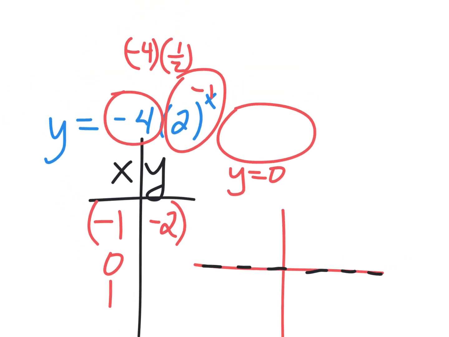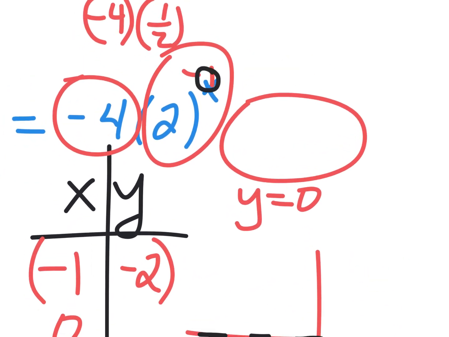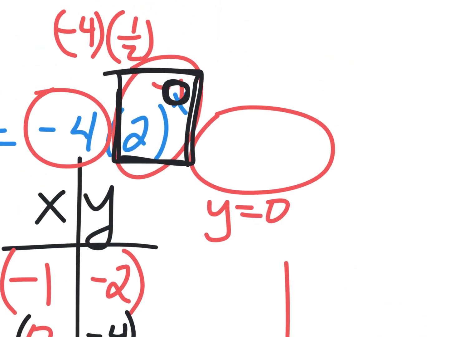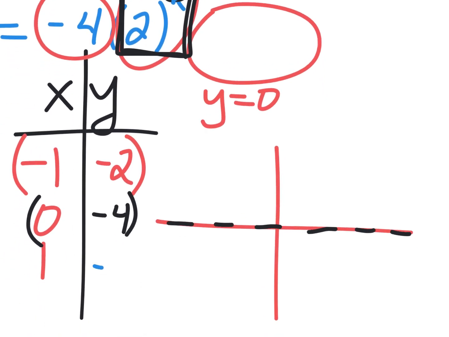Victoria, put in 0 for us, and walk me through what happens. 2 to the 0 is 1. Very good. That part's 1. And then what? Times it by -4. So the answer is -4. You are correct. 0 comma -4. Vivian, you get to put in 1. We're putting it right here. What is 2 to the 1? 2. Times -4. -8. Now everybody graph those 3 points.